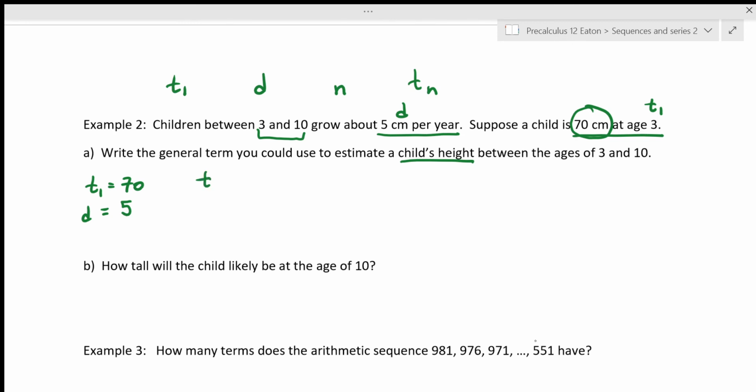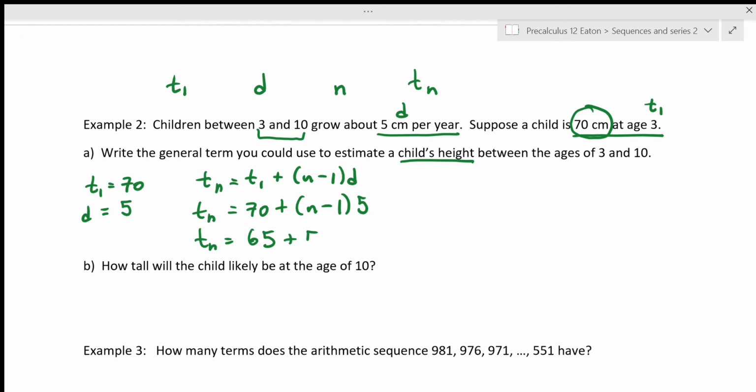we have T sub n is T sub 1 plus n minus 1 D. I don't require you write this out, but if you want to, it can be helpful just so that you do your substitution properly. So you get equals 70 plus n minus 1 times 5. And then if we want to go ahead and simplify that, we get T sub n equals 65 plus 5n, and we can use that to calculate.